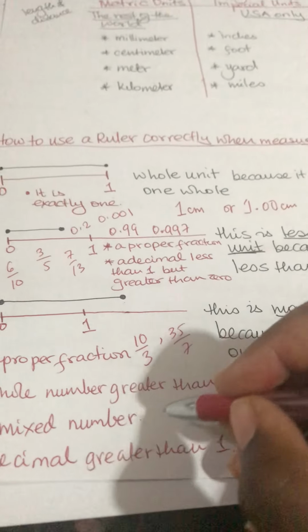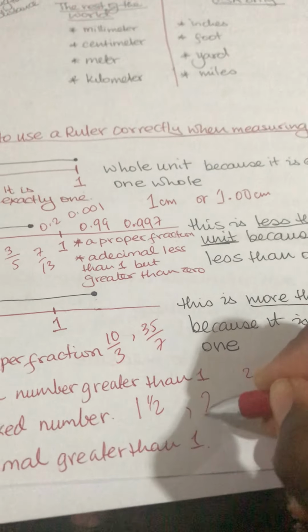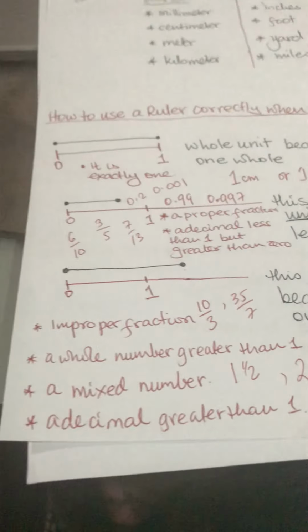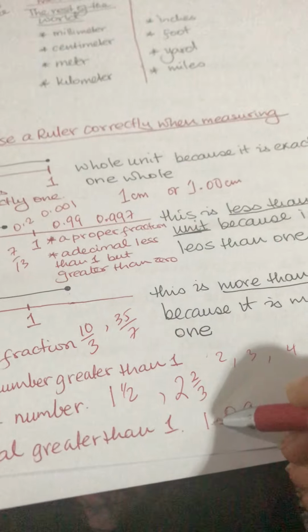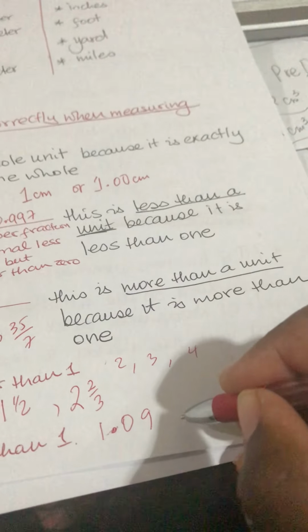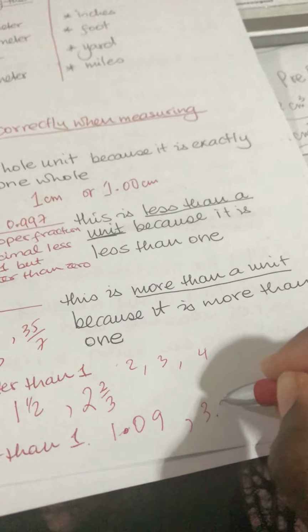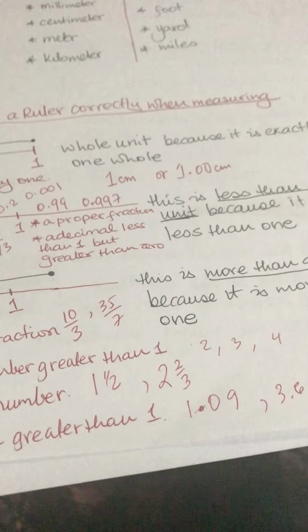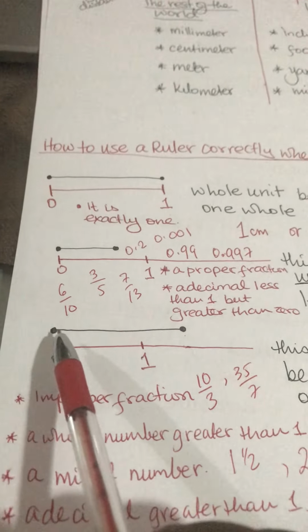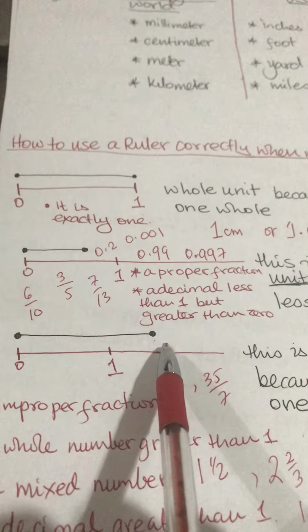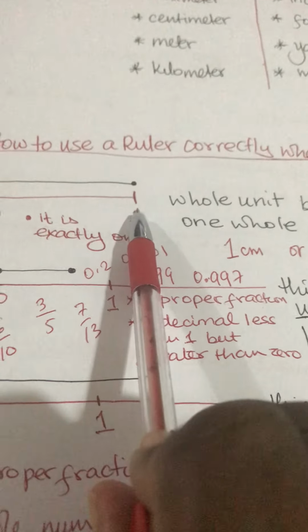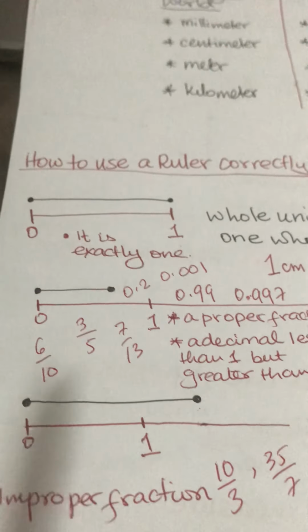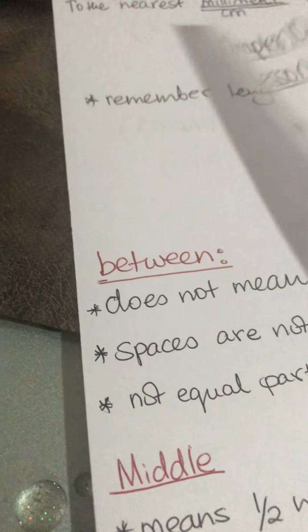Or it can be a mixed number. It can be 1 1/2 or 2 2/3, like that. It can be a decimal greater than 1, 1.09. That number is greater than 1. Or 3.6666, like that. Your decimal can be repeating, but it has to be greater than 1. Okay? So, remember, more than a unit because it's greater than 1. Less than a unit because it's less than 1. This is a unit because it is 1. Okay? Now we move on.